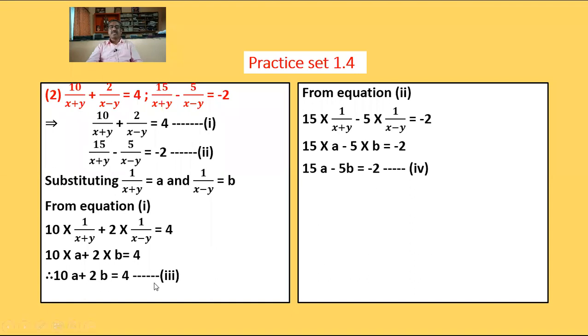From equation 3 and from equation 4, observe the coefficient of a and b in both equations. Therefore, multiply equation 3 by 5 and equation 4 by 2, then we get equating the coefficient of b.